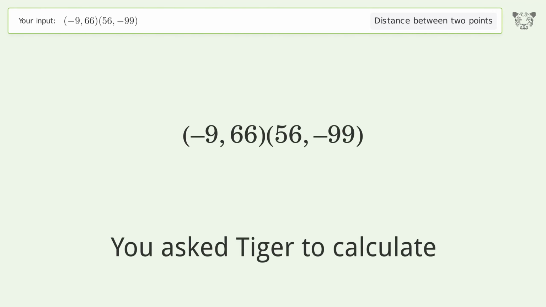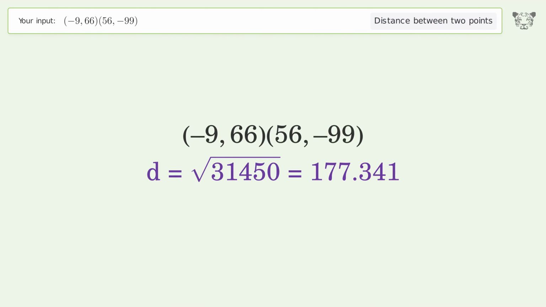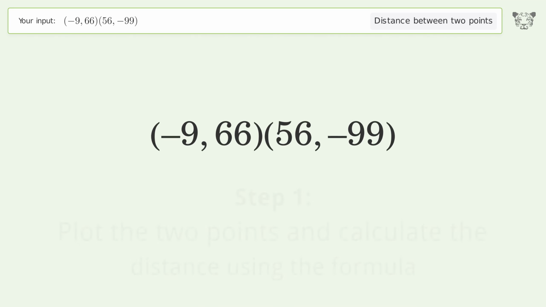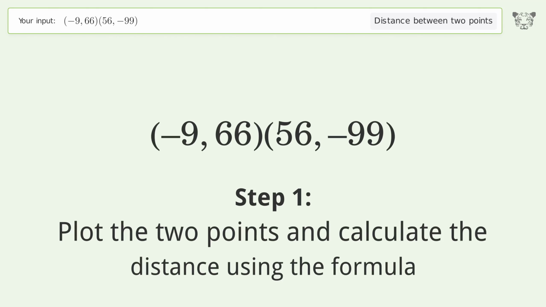You ask Tiger to calculate. This deals with the distance between 2 points. The distance between the 2 points is the square root of 31,450, or 177.341. Let's solve it step by step. Plot the 2 points and calculate the distance using the formula.